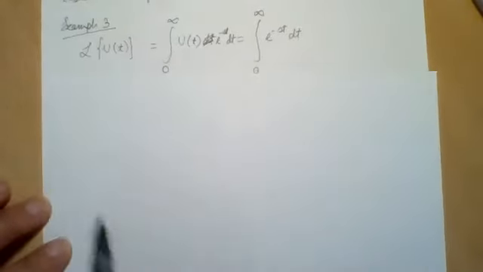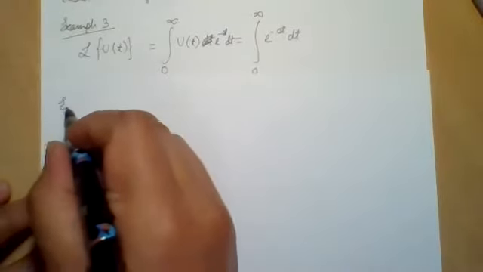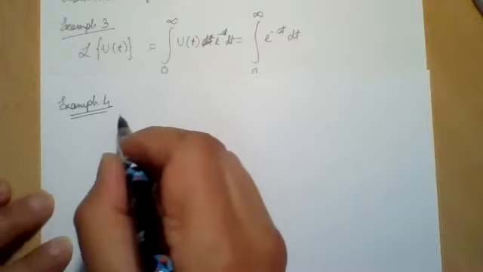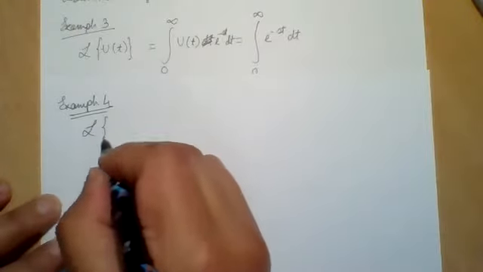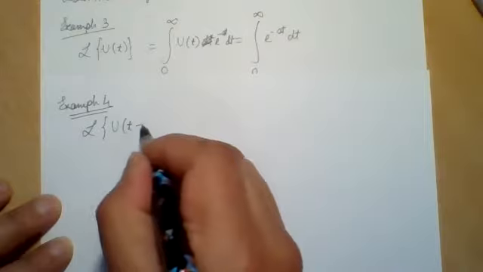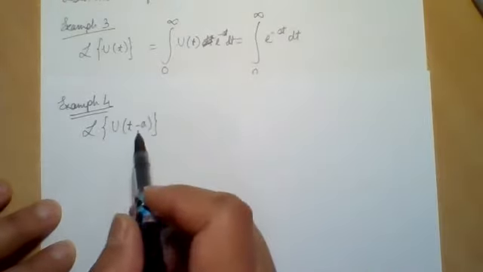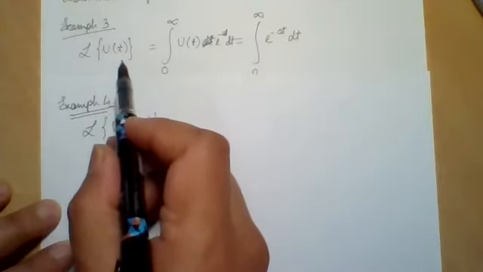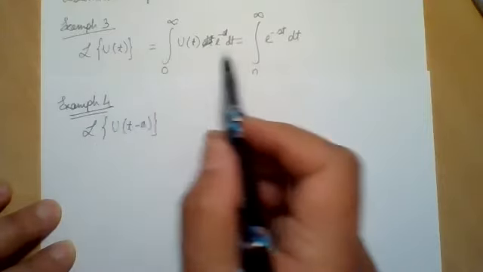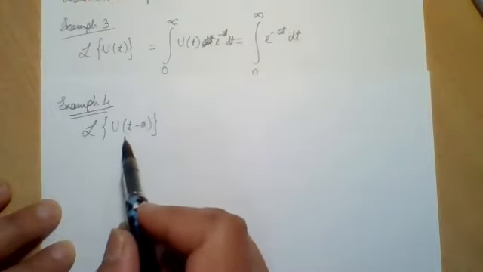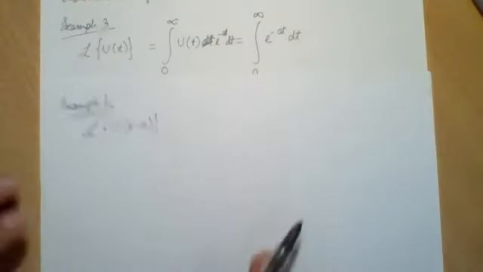This is example 4. Let us find out the Laplace transform of u of t minus a. Earlier we found the Laplace transform of u(t) and found that it is 1 by s. Now let us find the Laplace transform of the unit step function calculated at t minus a.